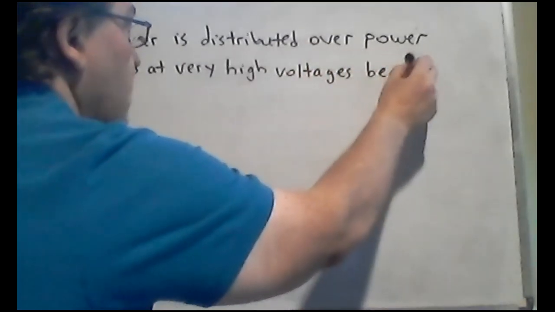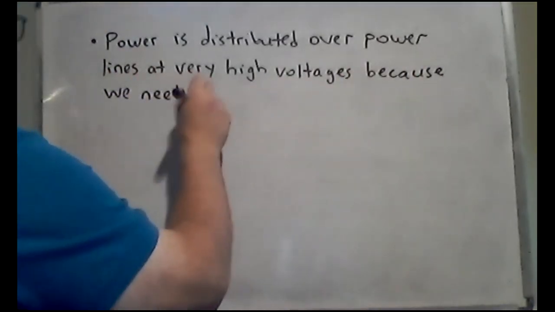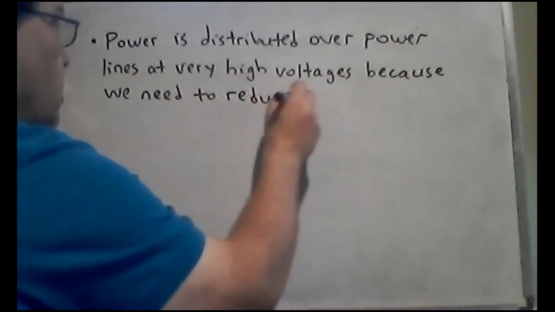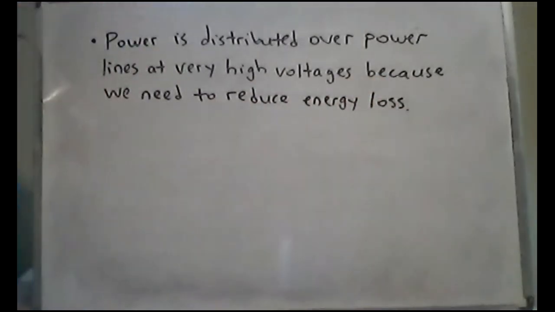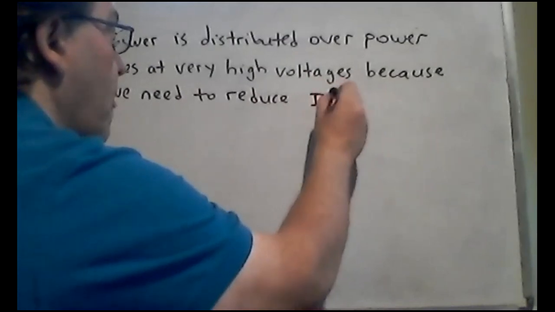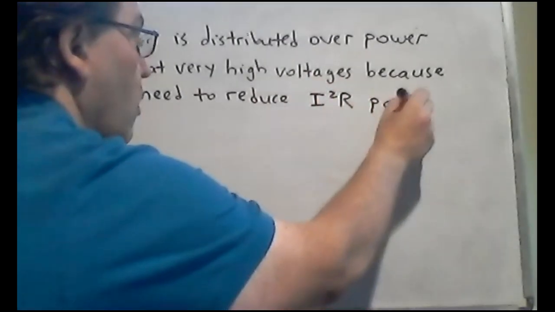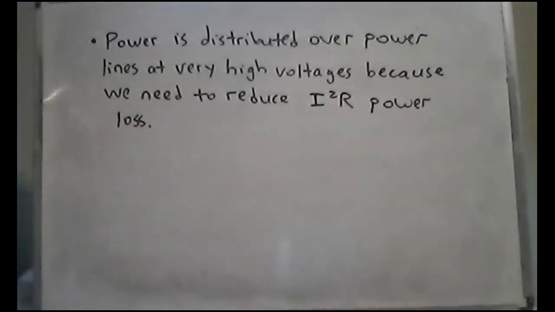Because, as I did in a calculation earlier, we need to reduce energy loss. And you do so that I squared R energy loss. So I guess let's be more specific. Reduce the I squared R power loss. All right, so in order to have a smaller I, you have to have a larger voltage. And so again, you have to transform power across the city to your house or businesses at very high voltage.